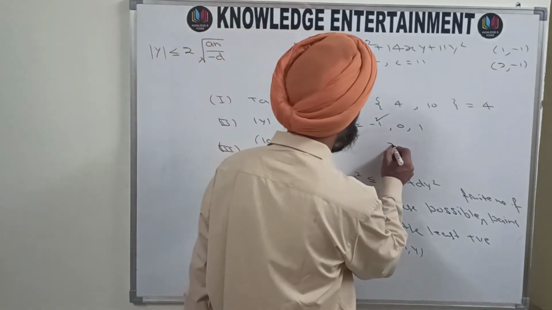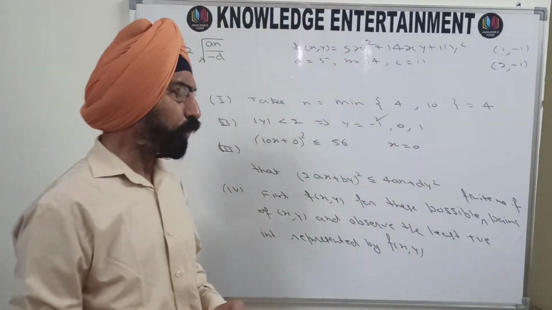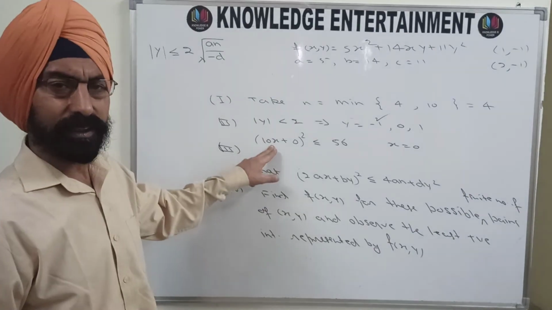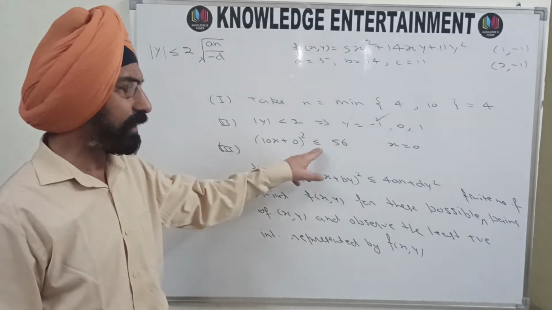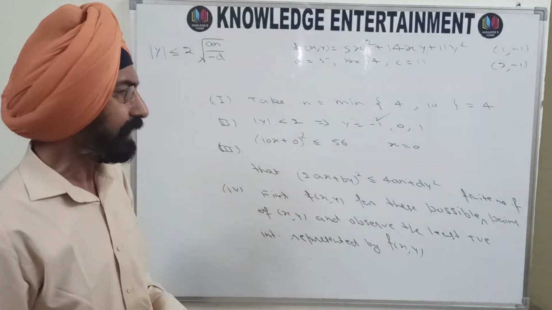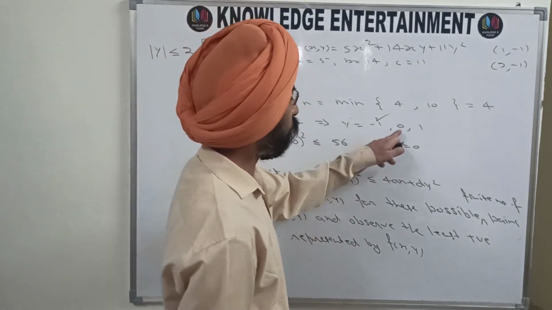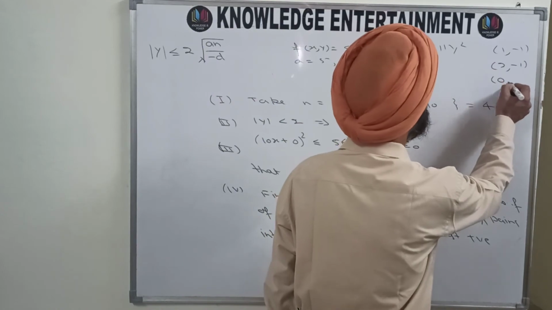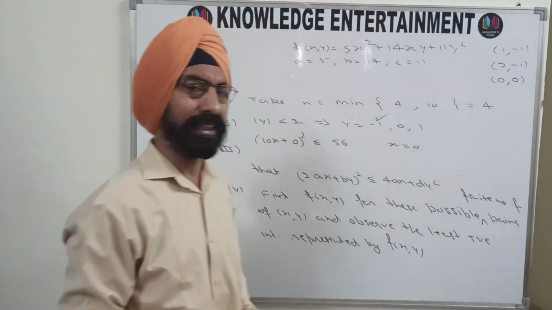So one of the values obtained is x is equal to 0. If you put x to be equal to minus 1 or 1, you will get 100 here. 100 less than or equal to 56 is not possible. So there is only one value of x in this case. And the pair obtained is x is 0, y is 0.